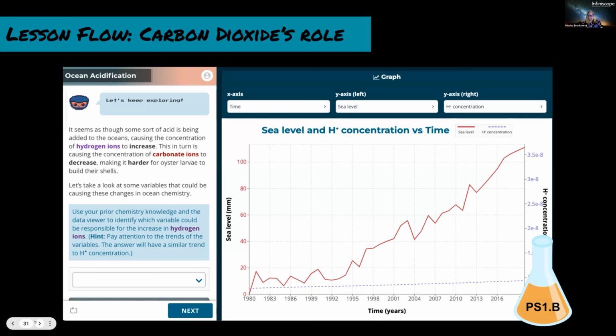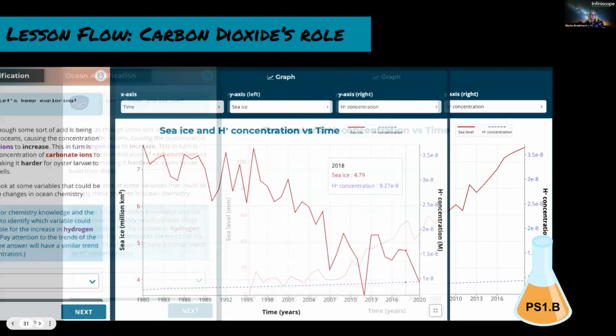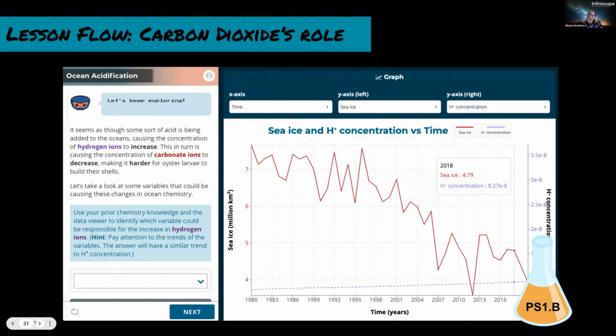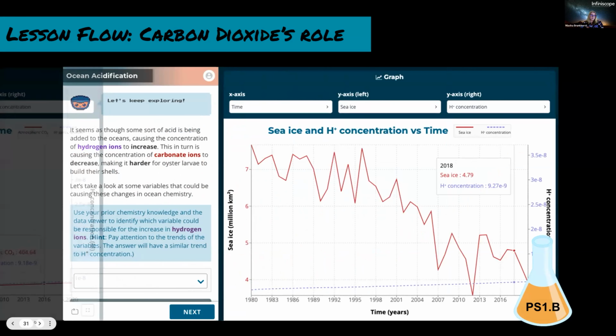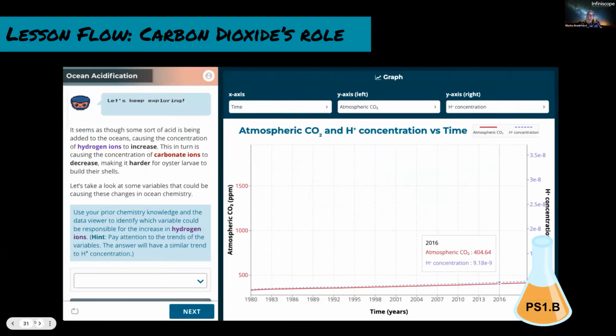From here, students explore various forms of carbon in the ocean, and they're able to make a hypothesis about their impacts. Here we see the relationship between CO2 and hydrogen ion concentration, and it's almost spot on.